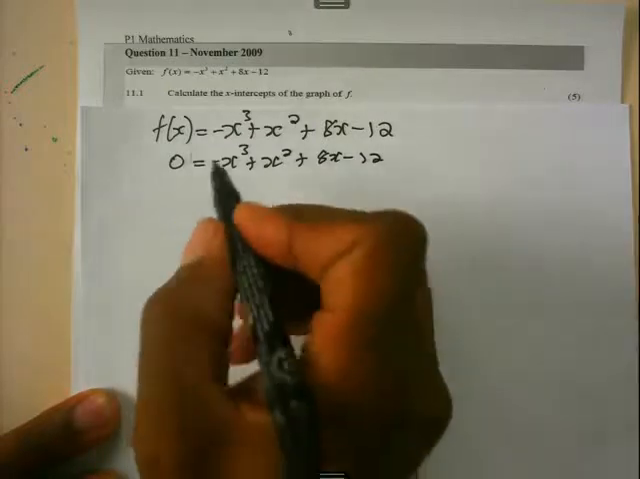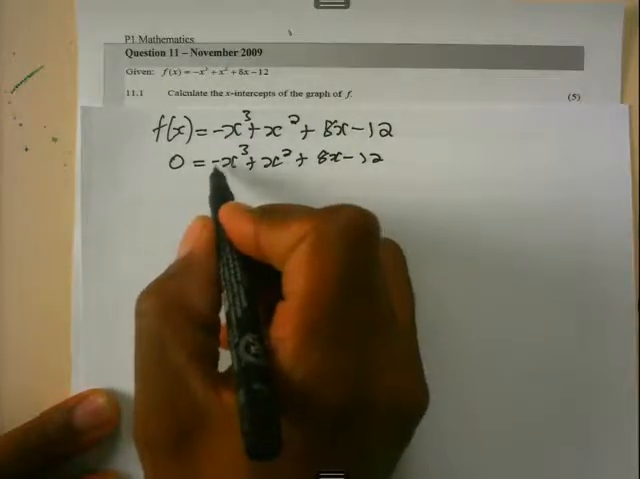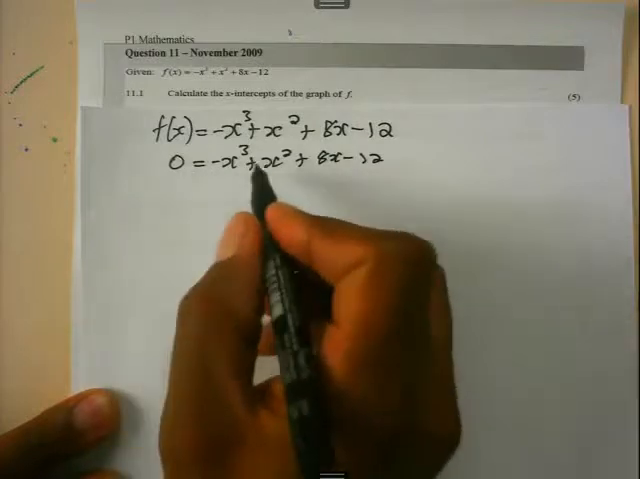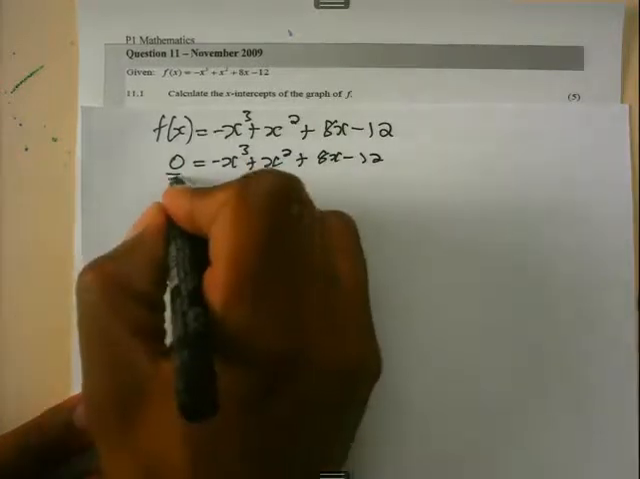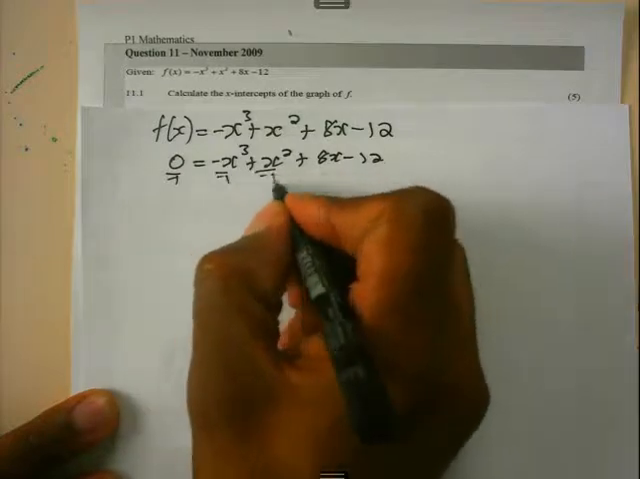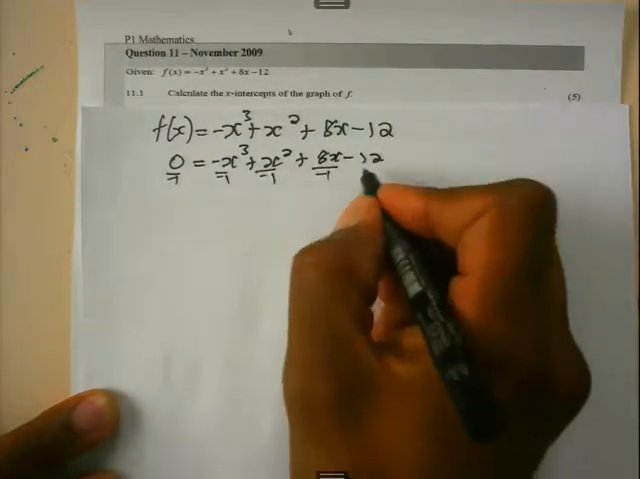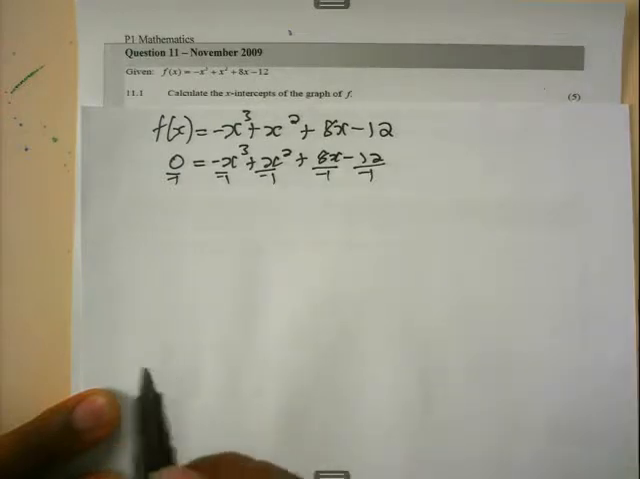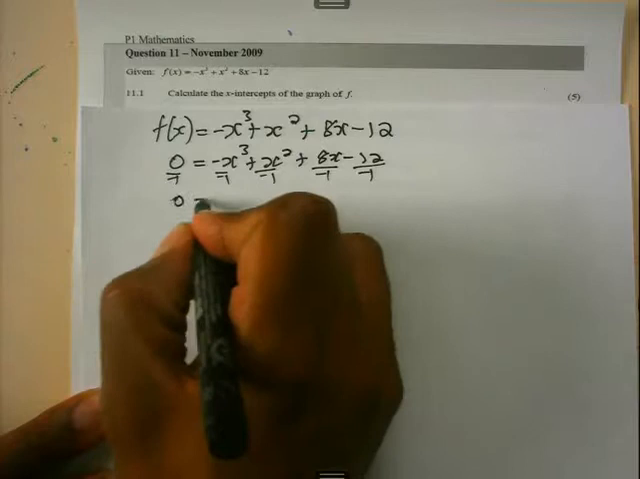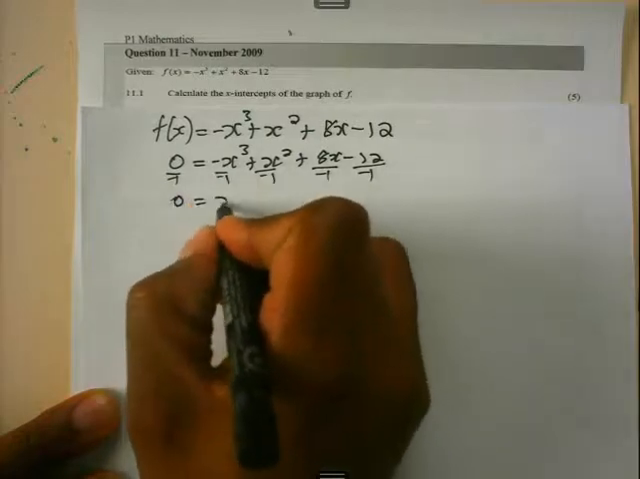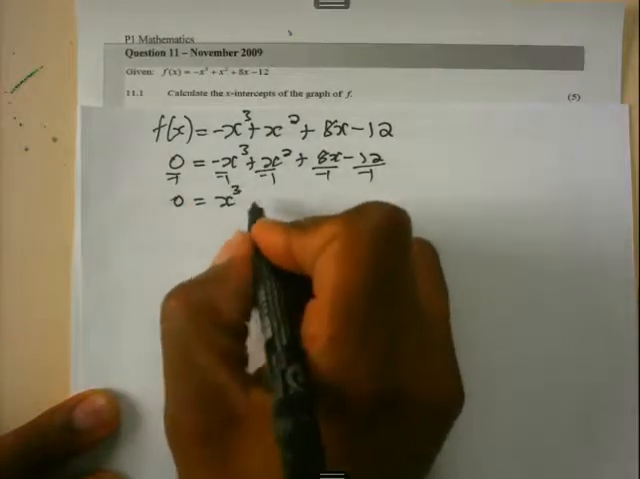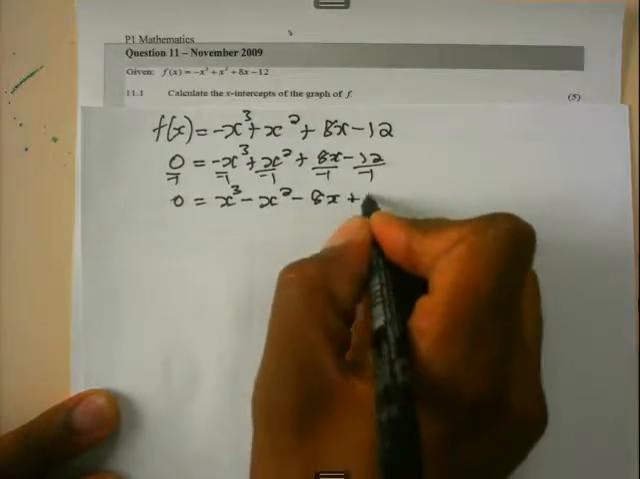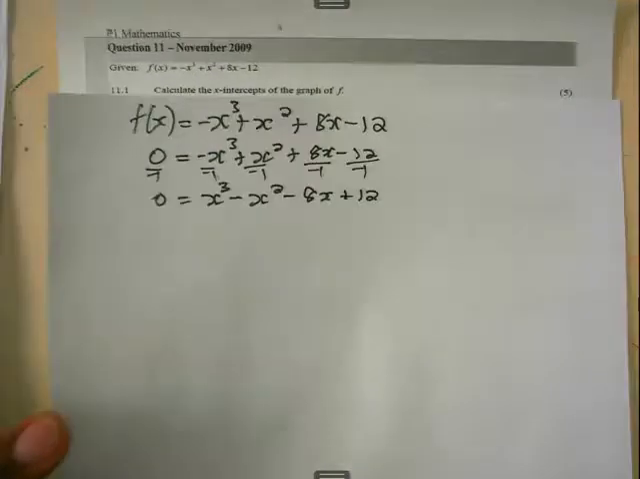Now, boys and girls, I can also make the a positive here. Remember, now we are having the equation. I can divide each and every term here by -1. The reason being, I want to make the coefficient of x to the power of 3 positive. Therefore, now we have 0 equals negative divided by negative is a positive, x to the power of 3, minus x squared, minus 8x, plus 12, right? Yes, now I'm happy.